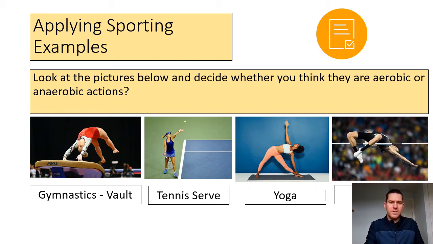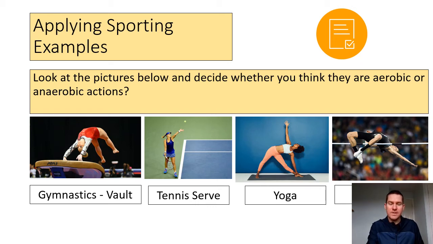All right, so hopefully you've come up with the answers to each one. When we think of gymnastics vaulting, we think of the performer sprinting towards that vault and then exploding upwards onto the vault and doing their specific move before landing on the mat. So that would be anaerobic, an explosive power movement. Tennis, on the other hand, when we're looking specifically at the tennis serve, would also be an anaerobic action. So again, high intensity over a very short period of time.